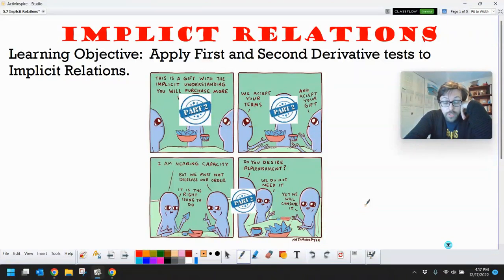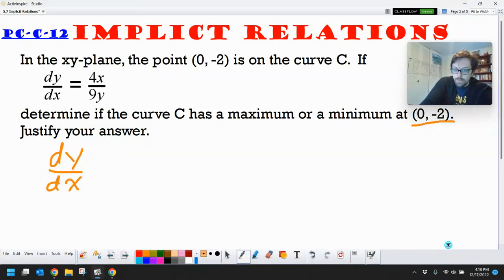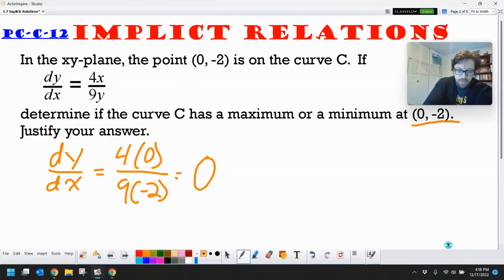Hello, in this video we're going to be looking at how the first and second derivative tests apply to implicit relations. In this example, we've got this curve C. We know its derivative. We want to determine if there's a maximum or minimum at that point. So what I'm going to do first is I just want to know what is going on with the value of that derivative. So dy over dx at this point (0, 2) is going to be 4 times my x value, which is 0, and then we end up with a value of 0.